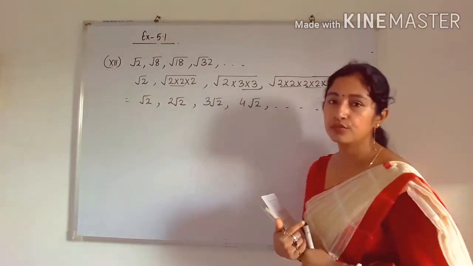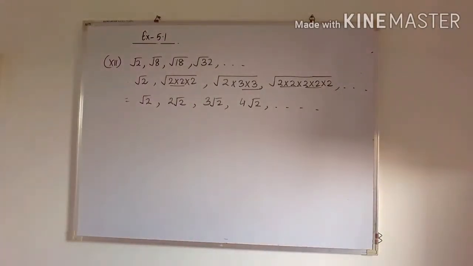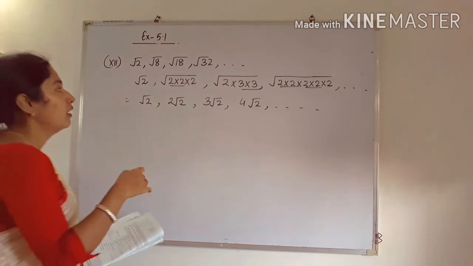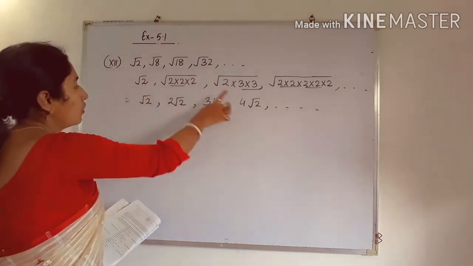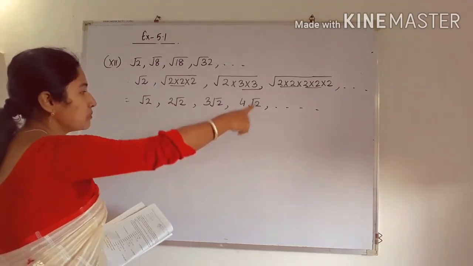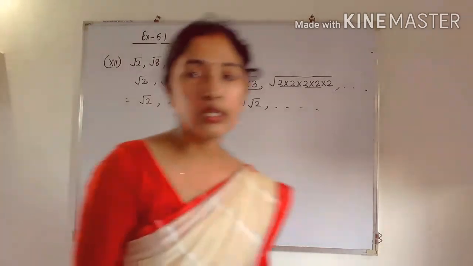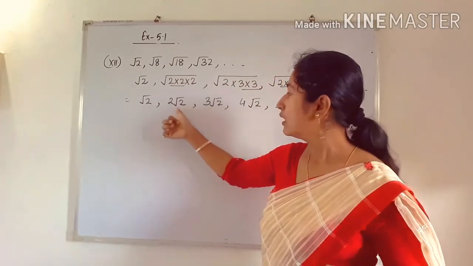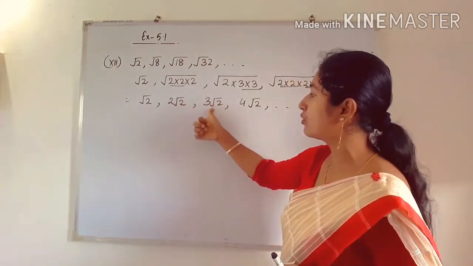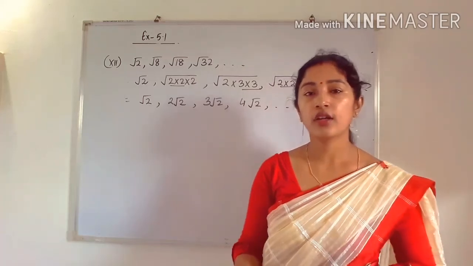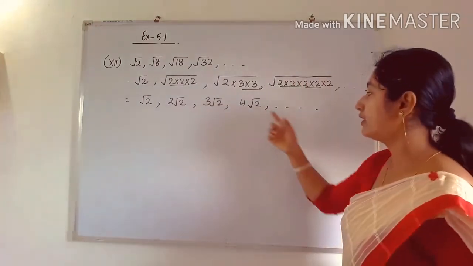See, the sequence in number 12. You can see the sequence is root 2, root 8, root 18, root 32. So factorize the numbers inside the square root. You will get the sequence like this: root 2, 2 root 2, 3 root 2, 4 root 2. That means the next one will be 5 root 2. So see, this is in AP. As we subtract root 2 from 2 root 2, we will get 1 root 2. Similarly, if we subtract 2 root 2 from 3 root 2, we will get again 1 root 2. So the common difference will be 1 root 2.